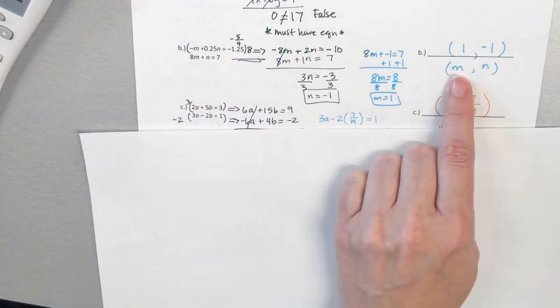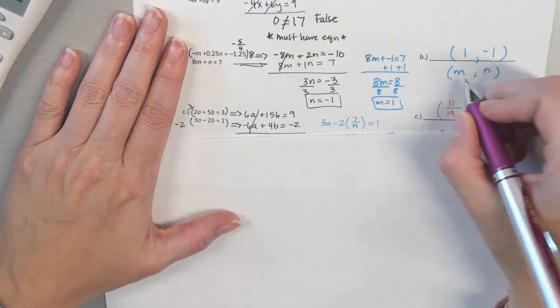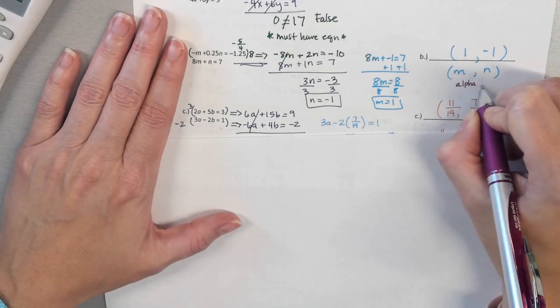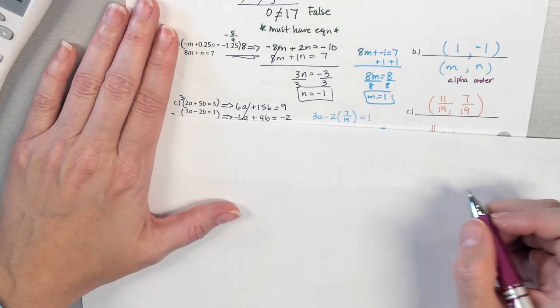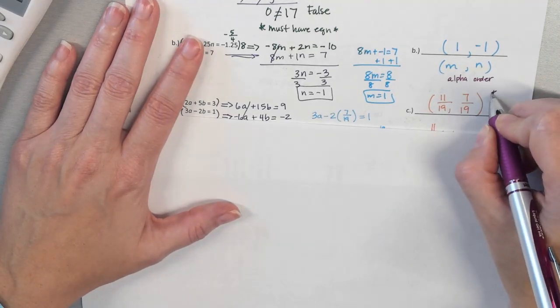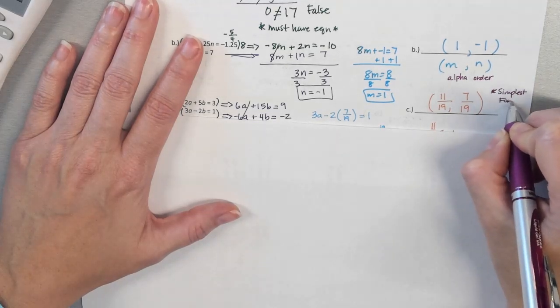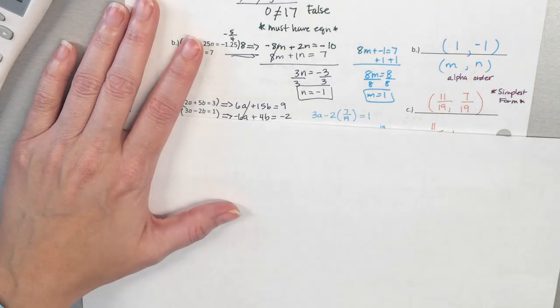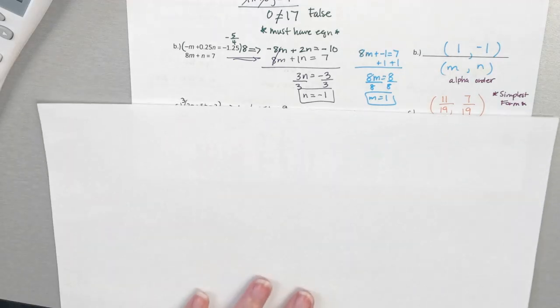Now, how do you know the m goes first when you're writing this as a point? Yes, so you're always going to put these in alpha order. Okay, you also always have to have fractions in simplest form, always. And I'm going to do this one with you step by step. Okay, but you should have 11 over 19 and 7 over 19. Okay, so simplest form means you have to reduce all of your fractions.